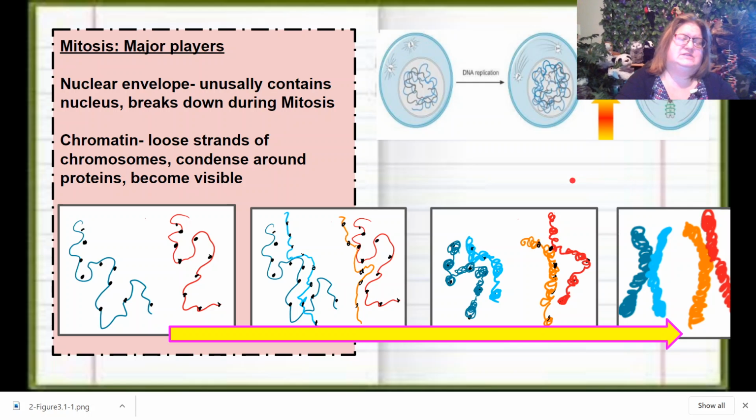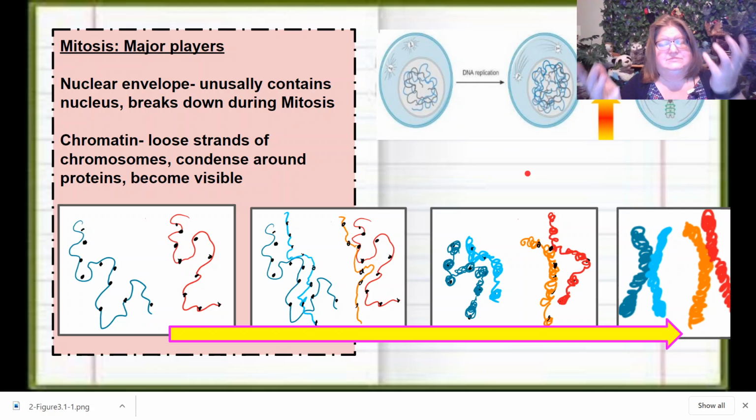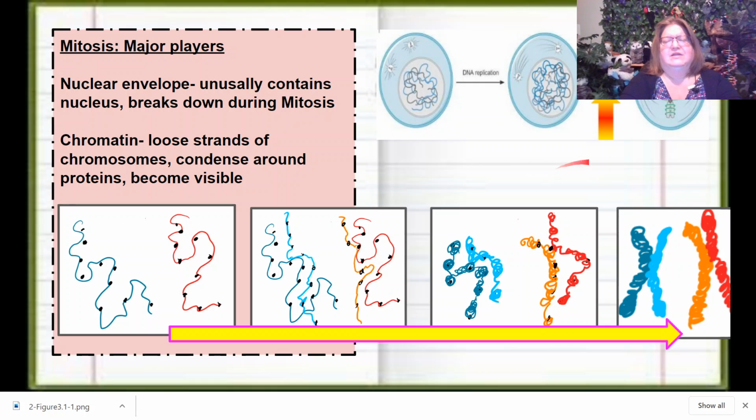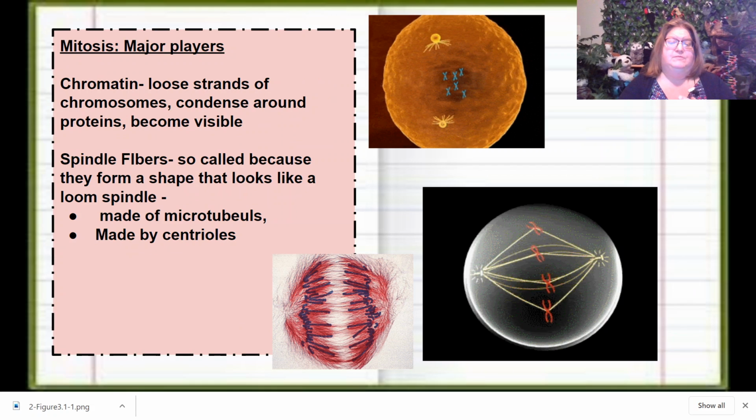And I often get students asking me at this point, why is everything a female term, sister and daughter? Good question. Don't know that. Never could find anything that explained why. We don't have brother chromatids, we have sister chromatids, and then we have daughter cells. So the DNA, the chromatin, starts coiling up and making the chromosomes good and visible.